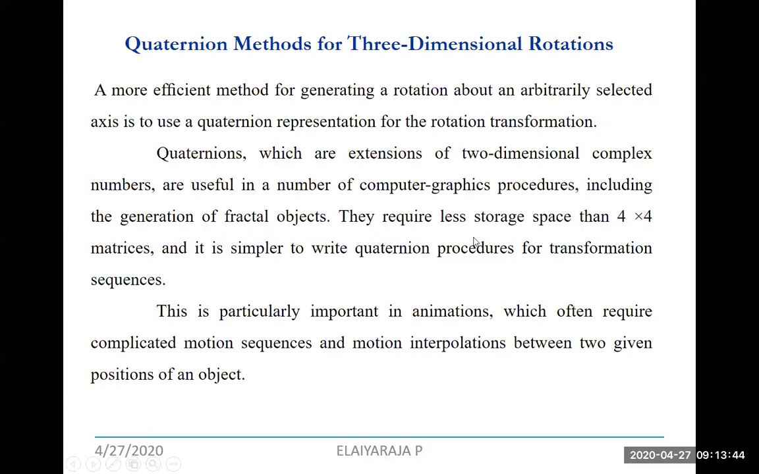They require less storage space than 4x4 matrices. It is simpler to write quaternion procedures for transformation sequences, and they are majorly important in animation, which often requires complicated motion sequences and motion interpolations between two given positions of an object.